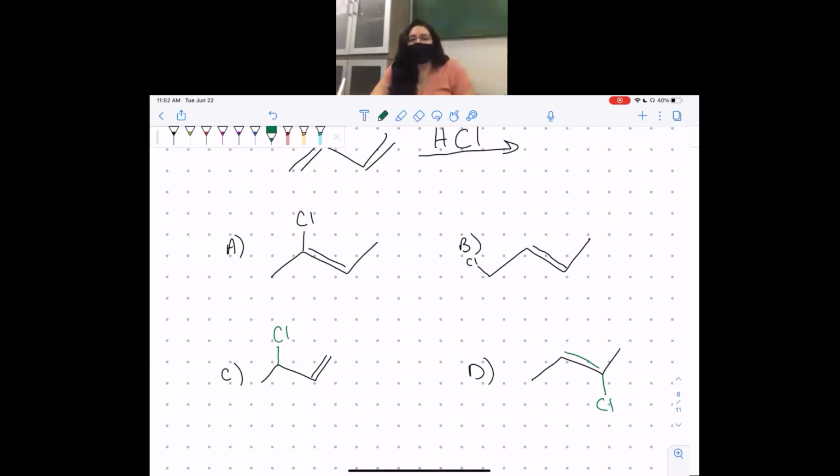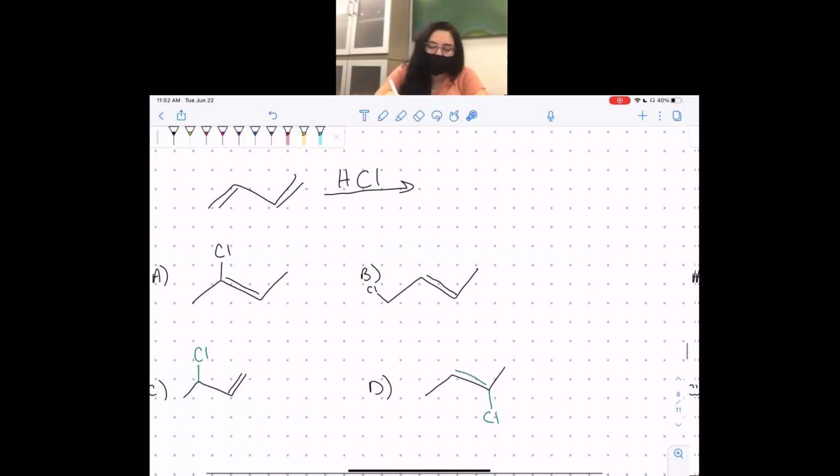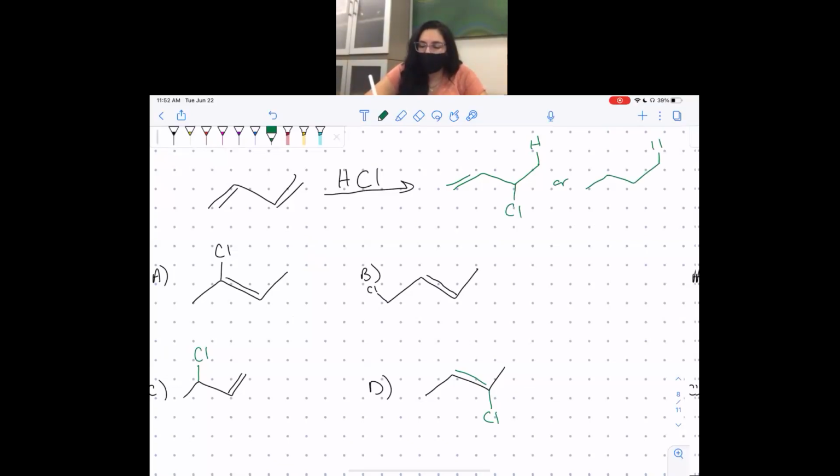And yes, this is pretty much like the hydrohalogenation from chapter 1, or from Orga 1. It's just slightly different because now we have two double bonds. So we know that when we do this reaction, we can either get the 1,2 product, or we can get the 1,4 product. So we're basically looking at these answers and we're seeing which ones match up to these.